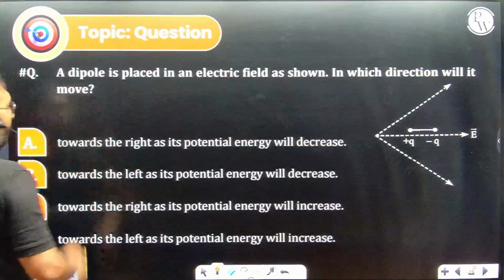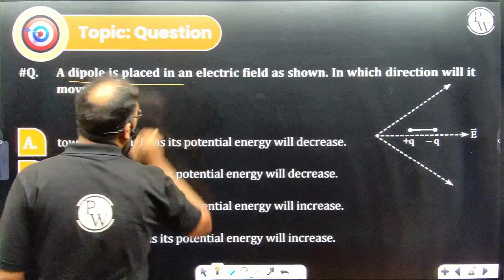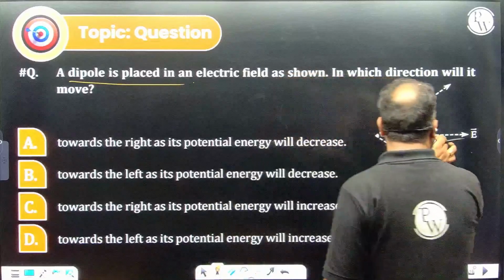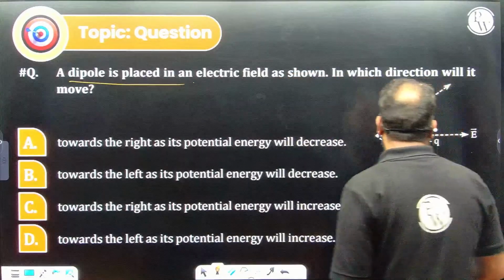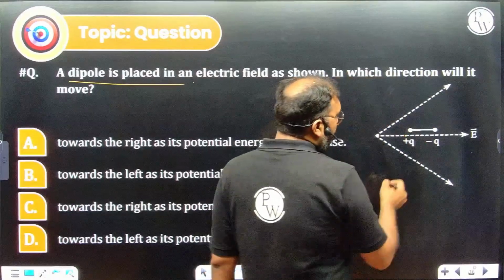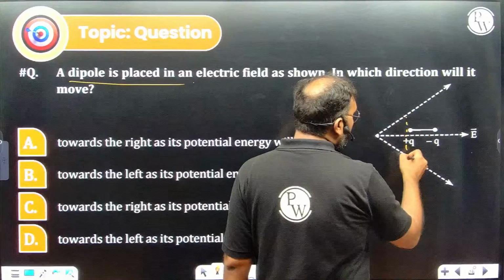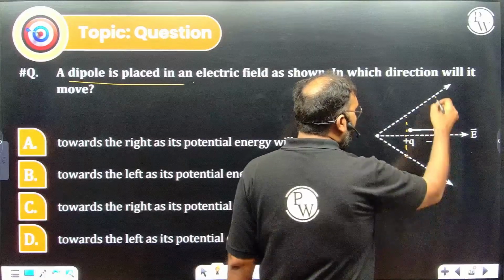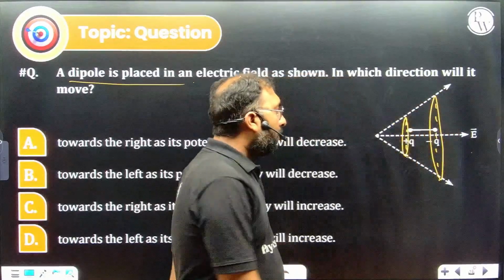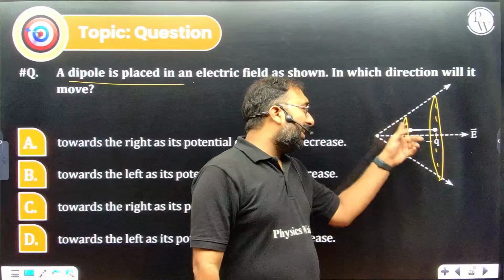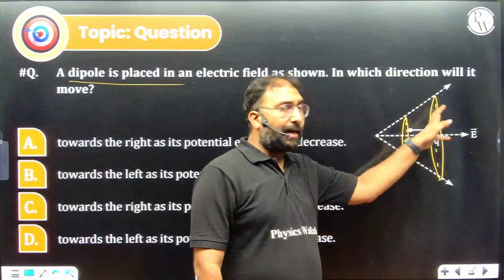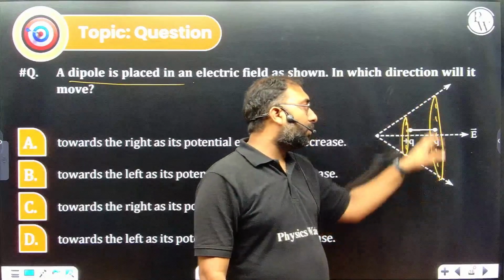Now again a theoretical question: if a dipole is placed in an electric field as shown in the figure, in which direction will it move? A dipole is placed here and this is the electric field. You can see here that the area of cross section is large, and here the area of cross section is small. So here the electric lines are present in a smaller area, and here the same number of lines cross through a larger cross sectional area.